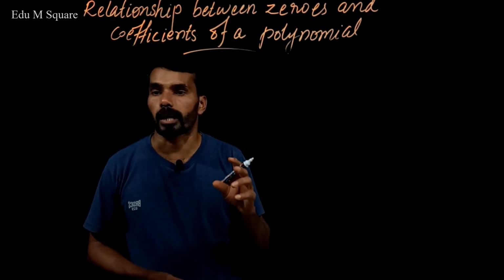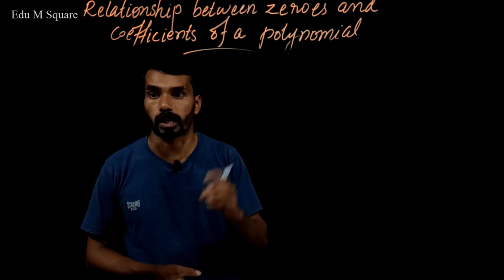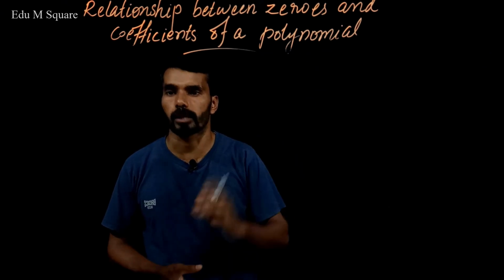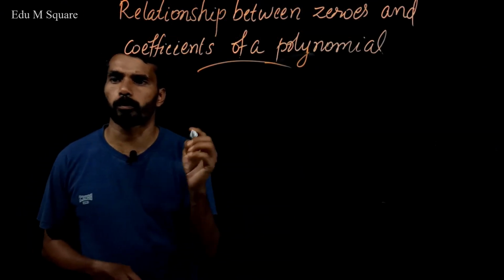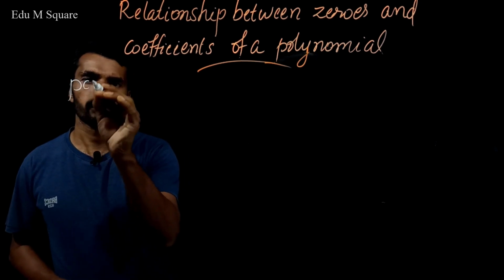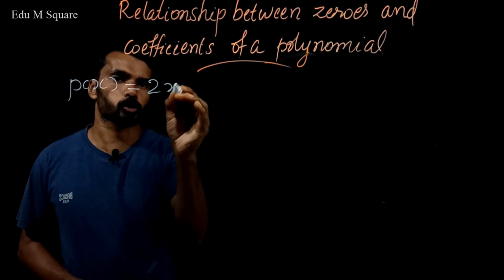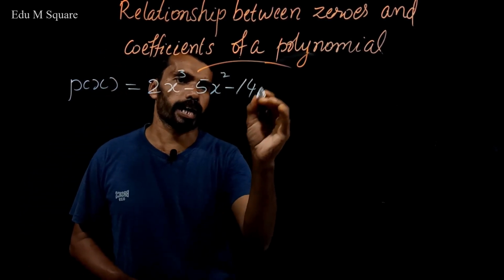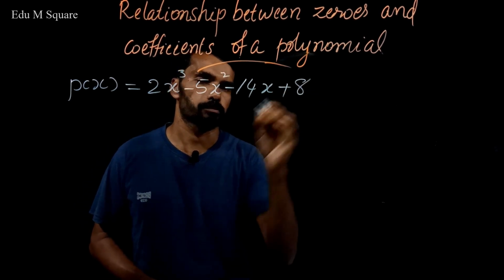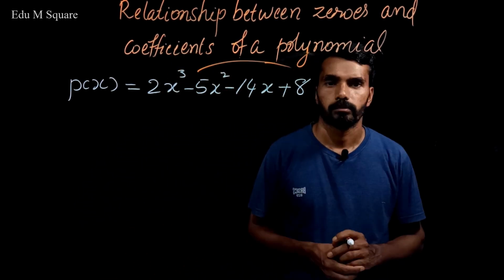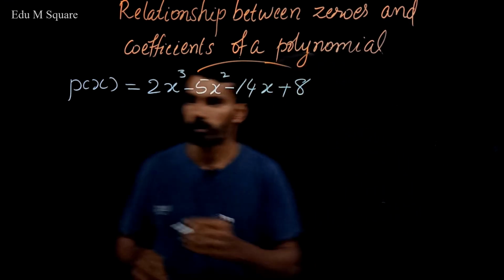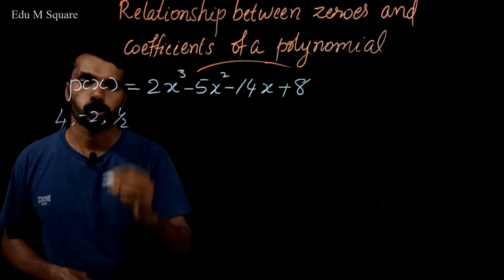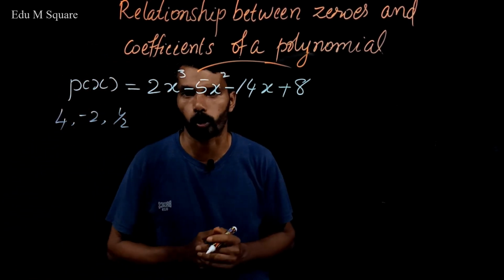Next we consider a cubic polynomial. Let us check whether it holds a similar relationship between the zeros and the coefficients. Consider the cubic polynomial p of x is equal to 2x cubed minus 5x square minus 14x plus 8. By trial and error method, we get 4, minus 2, 1 by 2 as the zeros of this cubic polynomial.